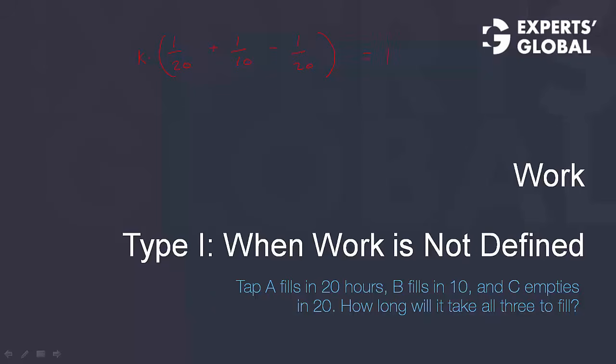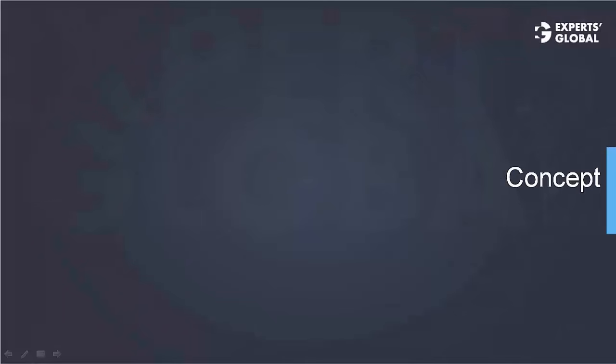So this is equal to 1. The value of k is 10. Therefore, the 3 taps will together take 10 hours to complete this. In case you didn't get this too well, don't worry. We will start from the basics. Let's look at the underlying concept.